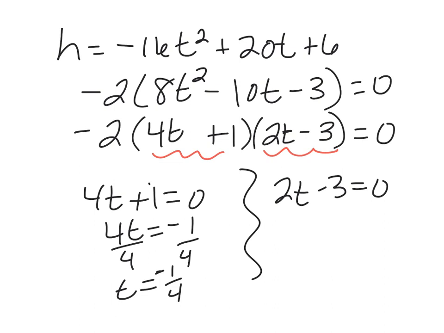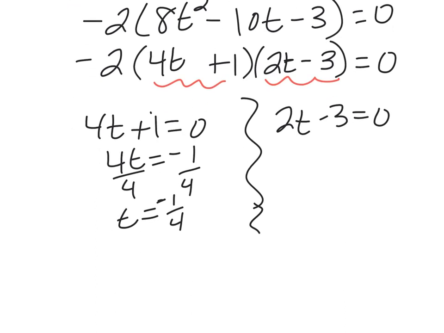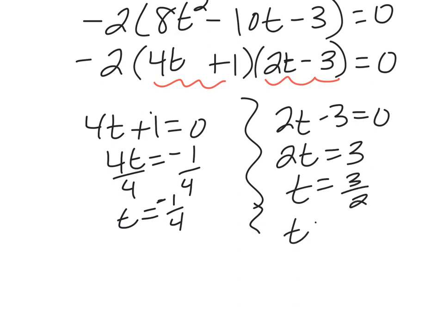But we all know time can't be negative. No one has invented the DeLorean time machine yet, for real. So that's a solution to the equation, but not anything. The ball can't hit the ground in negative 1/4 second. That makes no sense. So let's solve this one. 2t equals 3. t equals 3/2, which is 1.5. That makes sense. I could measure 1.5 seconds.